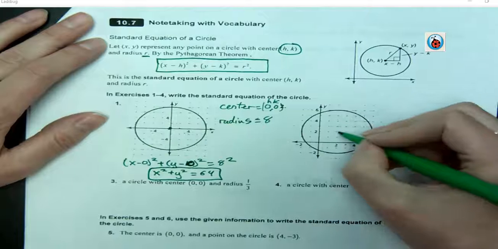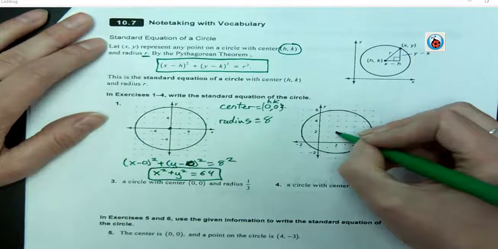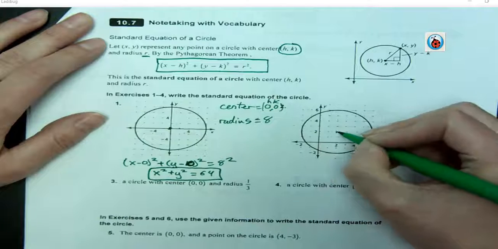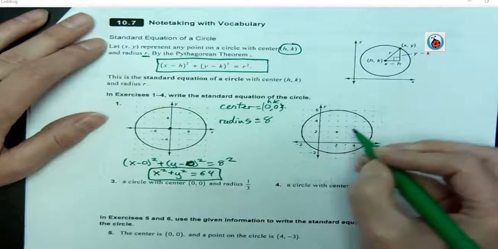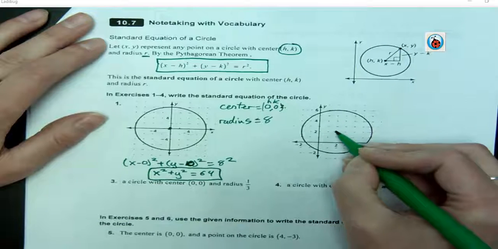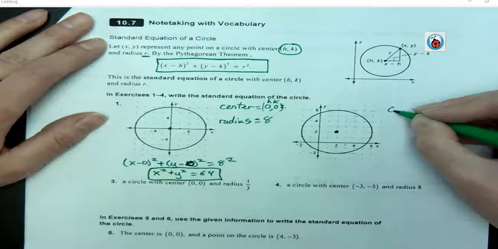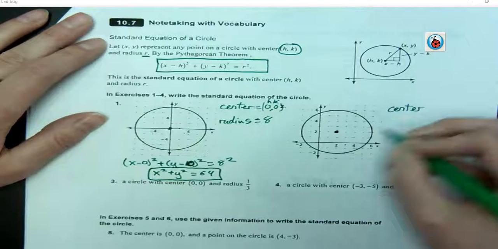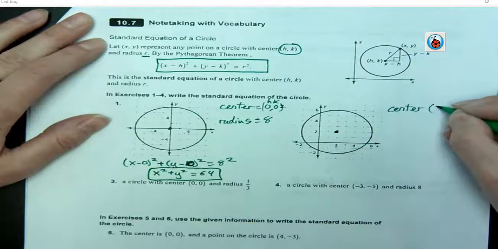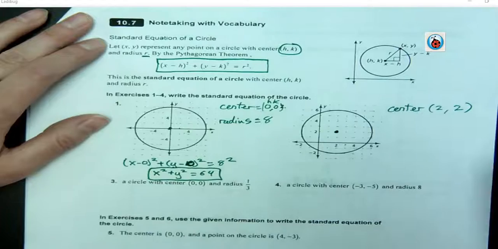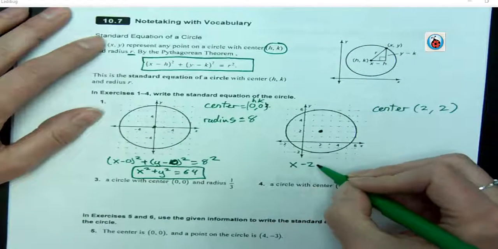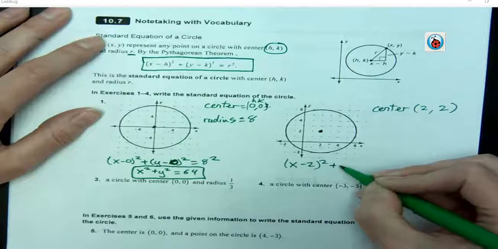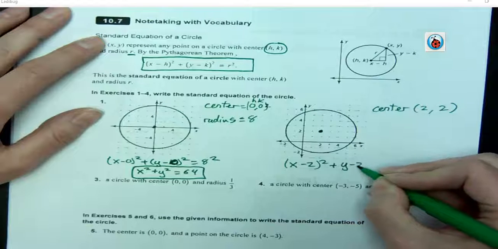Here I need to mark my actual center. So if I check here, this is 1, 2, 3, 4 from there. 1, 2, 3, 4. 1, 2, 3, 4. 1, 2, 3, 4. So this is my center. And so that is 2, 2. And so that means I write x minus 2 squared plus y minus 2 squared.